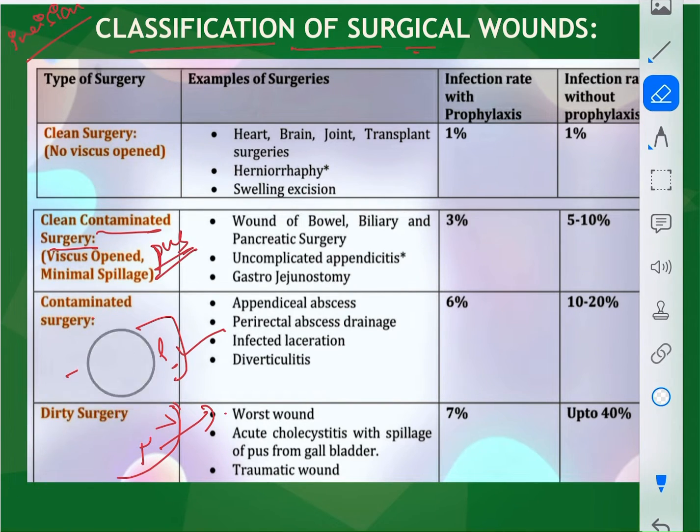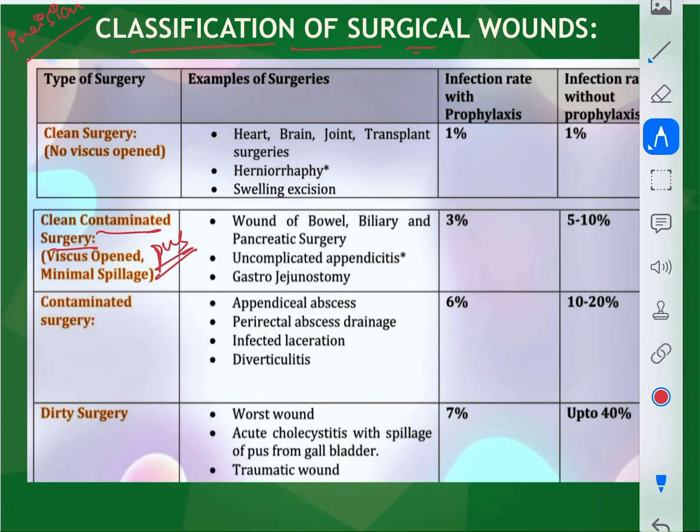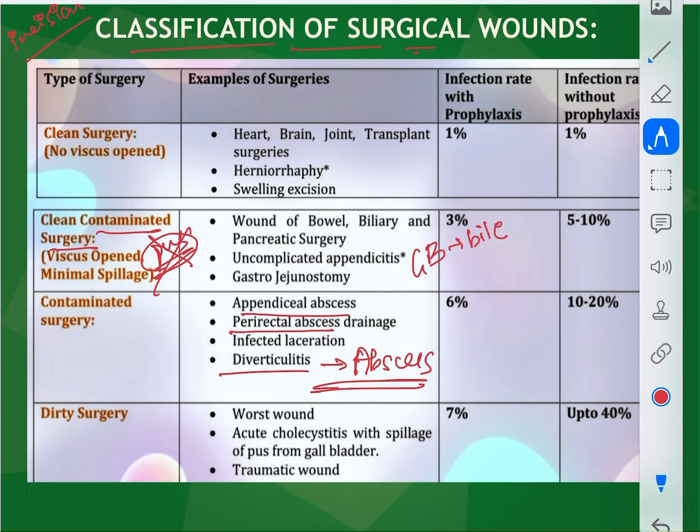Contaminated surgery is when the patient comes with an appendiceal abscess or some perirectal abscess, or diverticulitis that has formed an abscess, but yet there is no spillage. Now clean contaminated surgery is when there is no question of pus here, but if at all you cause perforation, for example, if you perforate a gallbladder, the sterile bile leaks.